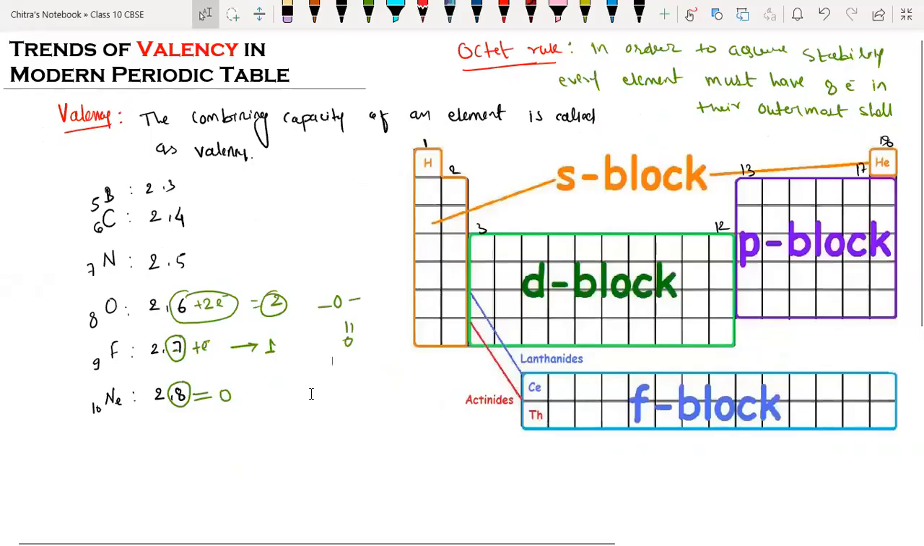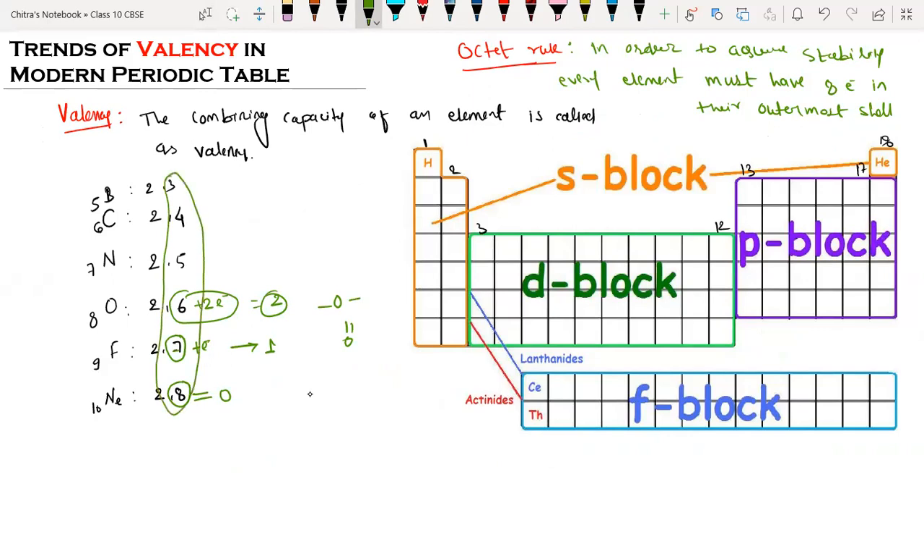So likewise, we can determine the valency of each element by knowing the electrons in their outermost shell. Is it clear, everyone? For nitrogen, having 5 electrons in its outermost shell, it requires 3 more electrons. For carbon, its valency is 4.